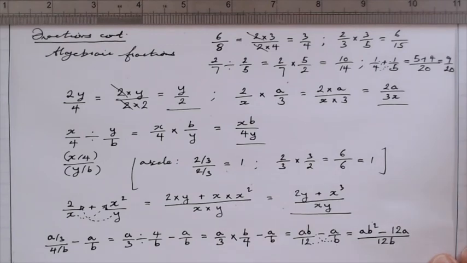And probably as a final step, I could just factorize that a in the numerator to make it look a little neater. So I might want to write this then as a into b squared minus 12. So I'm just factorizing by a all over 12b.